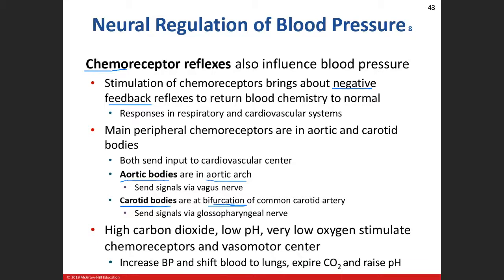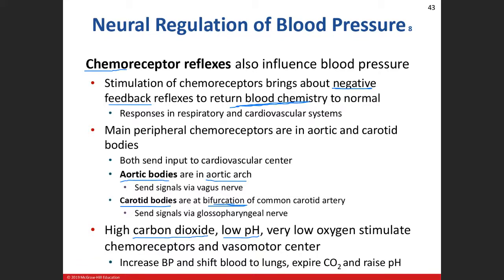So in this case, we want to return our blood chemistry to normal. So we're going to talk about what is going to affect our blood chemistry. Believe it or not, carbon dioxide plays a huge role. If you have a lot of carbon dioxide floating around, that means you're not going to have enough oxygen. So carbon dioxide is our waste, oxygen is going to be our nutrient, okay? So these things here, high carbon dioxide, low pH, what does that mean? Low pH means that your blood is acidic. Low pH, acidic; high pH, basic or alkaline.